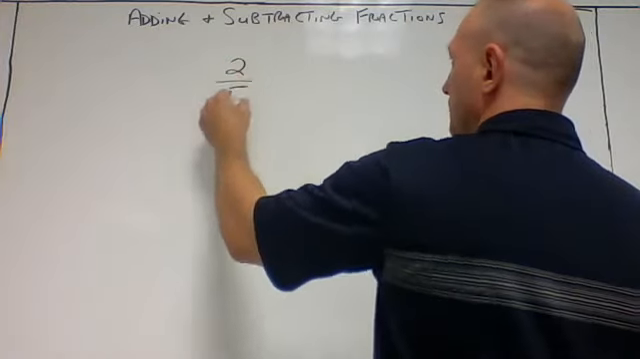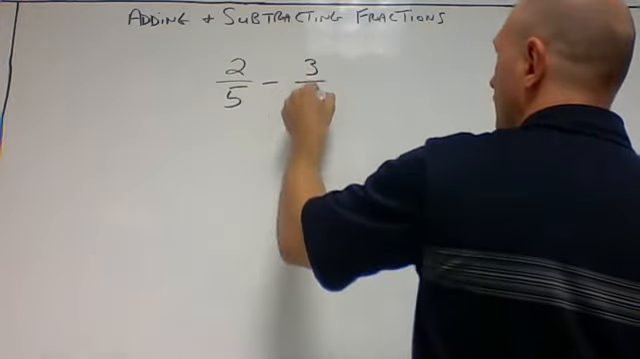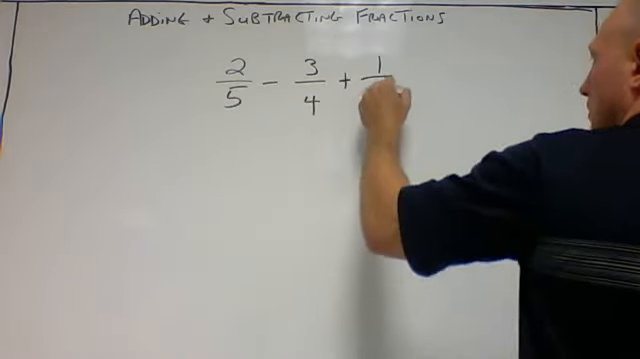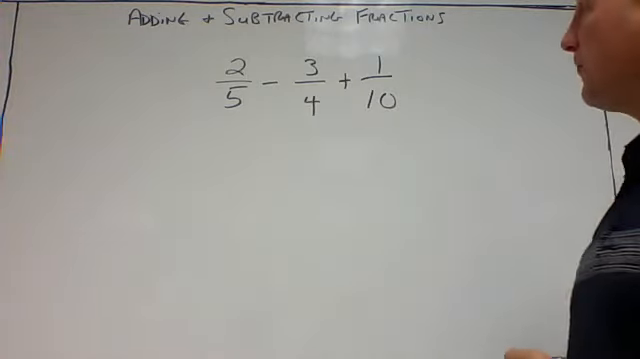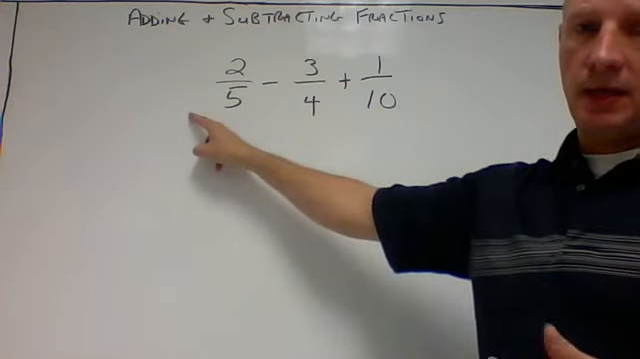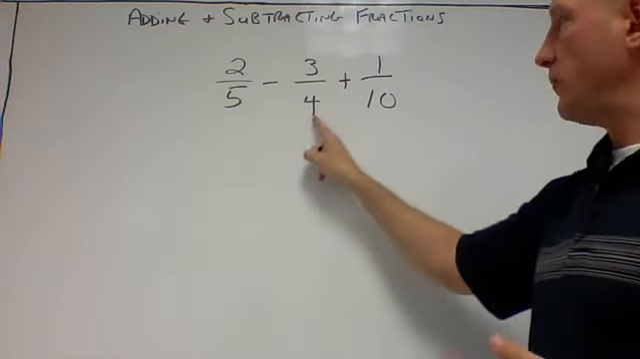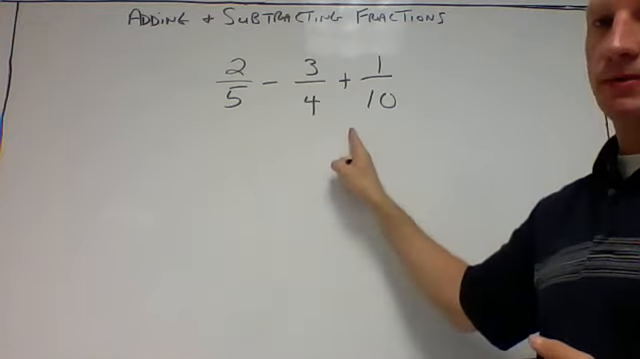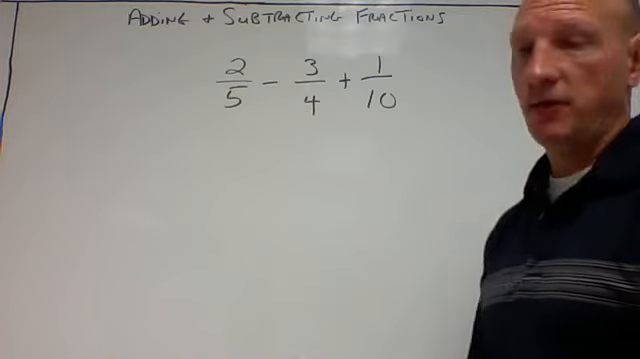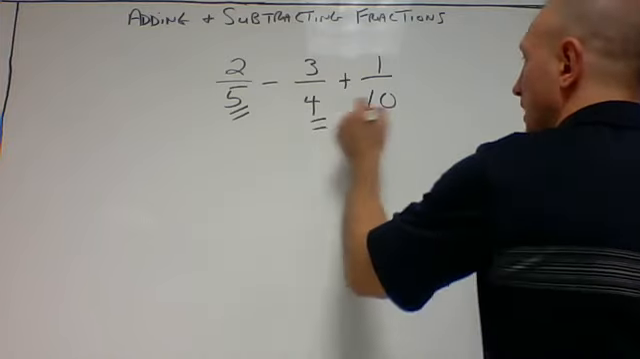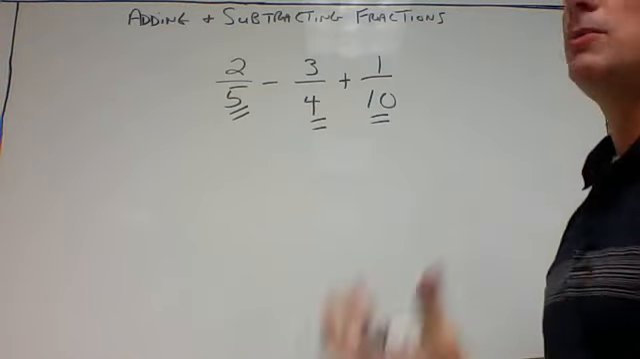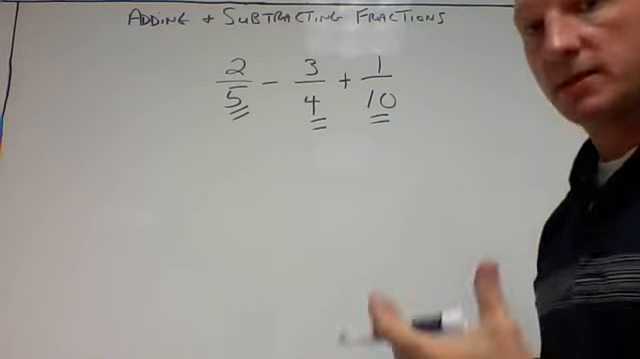Two fifths minus 3/4 plus 1/10. All right, so now I got 3 fractions, some positive, some negative. If I look to the left of the 2/5, I don't see anything. That means it's positive. The 3/4 is negative. The 1/10 is positive. So again, using those integer rules, adding and subtracting fractions, signs the same, signs different. But the first thing I got to do is look at the denominators and say I need what's called a common denominator, or in this case, the smallest common denominator, which is called the least common denominator.